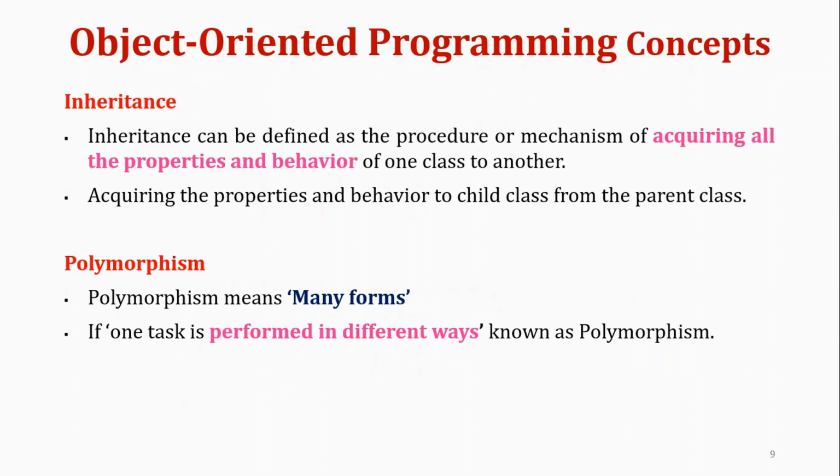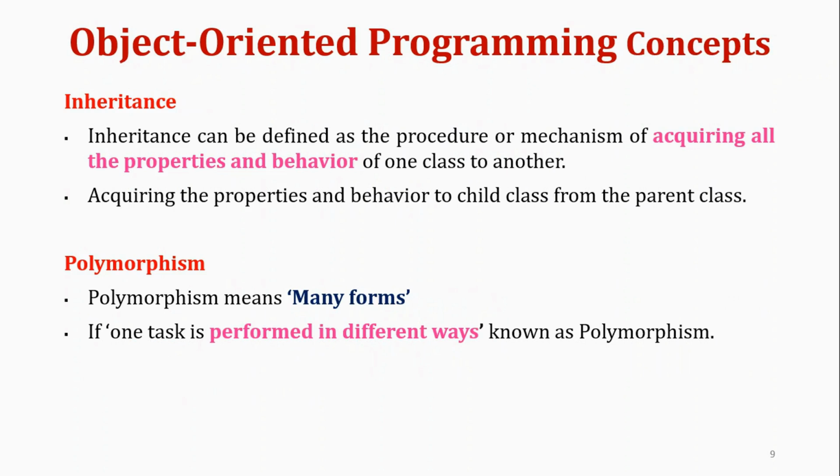For example, a parent is offering something to the children. So the parent class is called the base class. The class which is getting the property is called the child class or derived class. So acquiring properties and behavior is a child class, and the offering class is the parent class. That is what inheritance is. So we are applying a real world scenario in programming. That is what object oriented programming is.